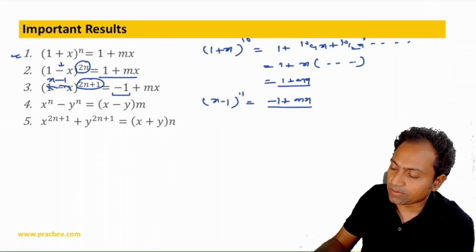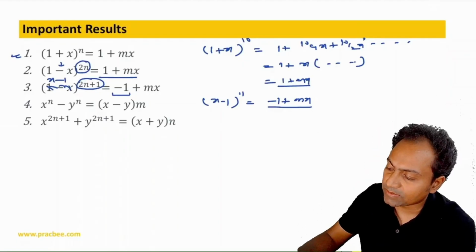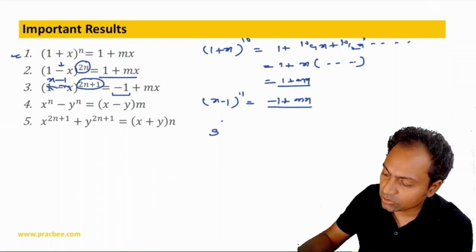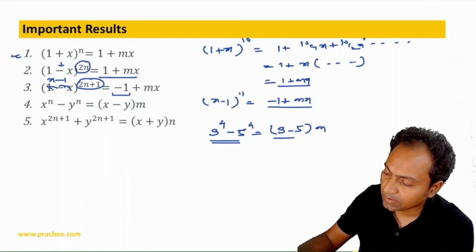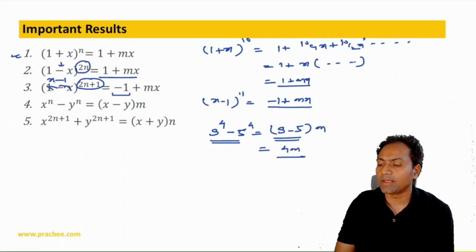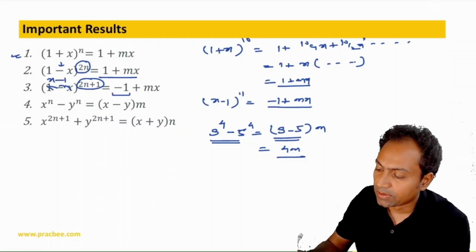In the next one, what they are saying is that if we have something like 9 raised to the power 4 minus 5 raised to the power 4, then this is definitely going to be a multiple of 9 minus 5. So this is going to be a multiple of 4. This is a very interesting idea.